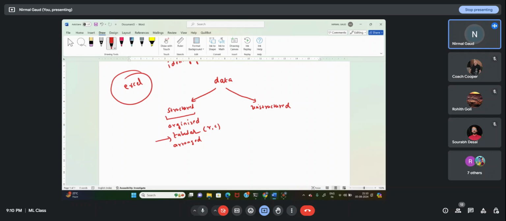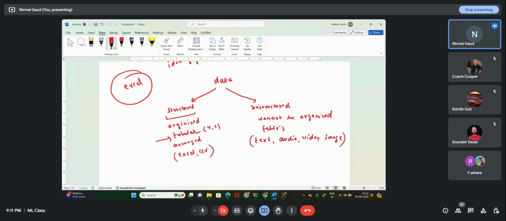And data which cannot be put in a tabular form, which cannot be organized in tables, such kind of data is called unstructured data. For example, you can have data in the form of text. It can be an audio, it can be a video, it can be an image. All these forms of data are unstructured data. And here you can have Excel and CSV files. All of them are structured data. So data we can have in any form.